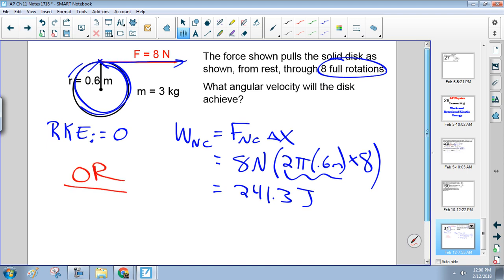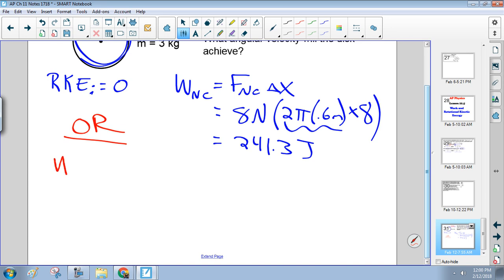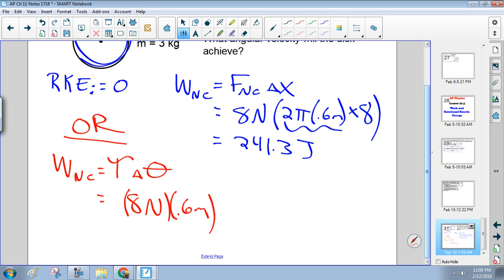Or we can do torque times change in theta. So what would our torque be? Well, the torque would be the force times the distance away from the pivot point, which is simply the radius, right? And then our change in theta is going to go 2 pi radians 8 times, right? You'll notice those are the exact same numbers that I had before in a different order, but it's clearly going to give us the same answer, right?